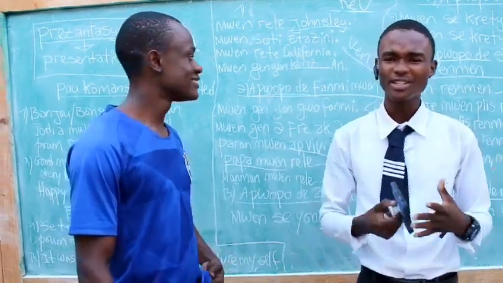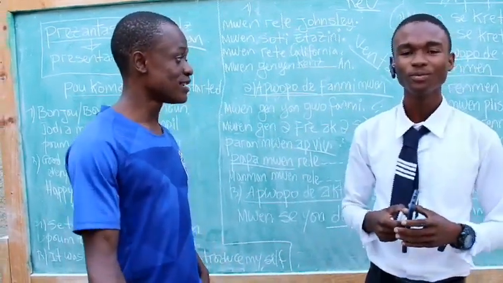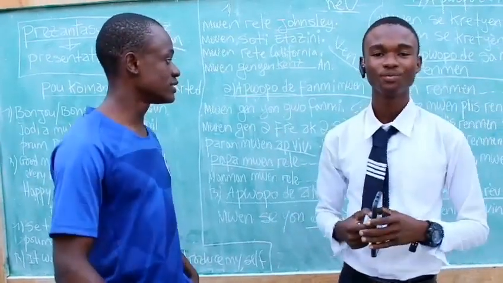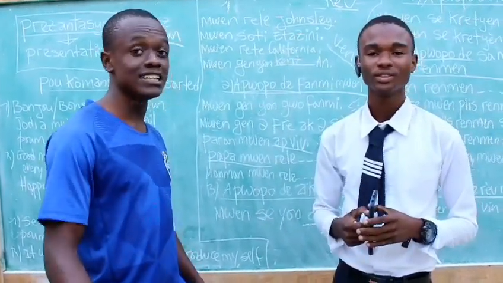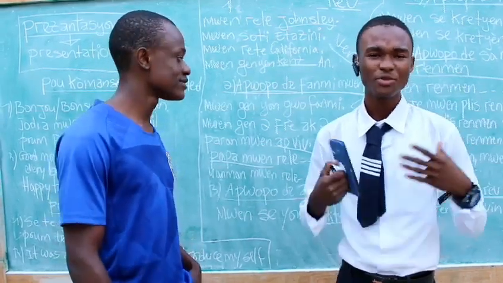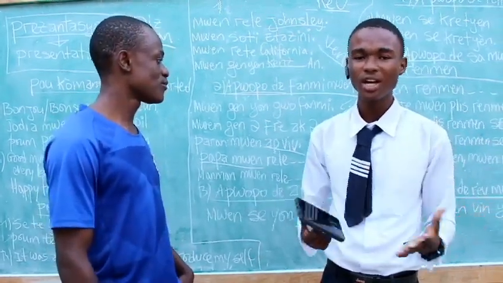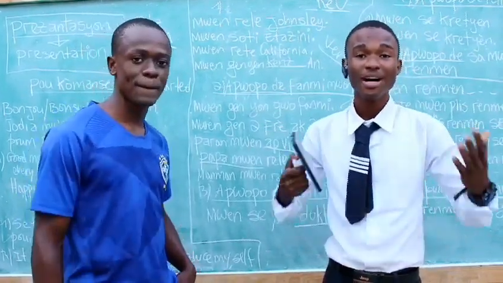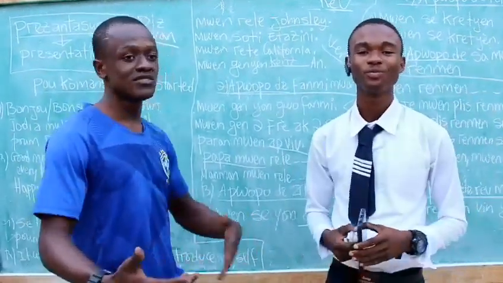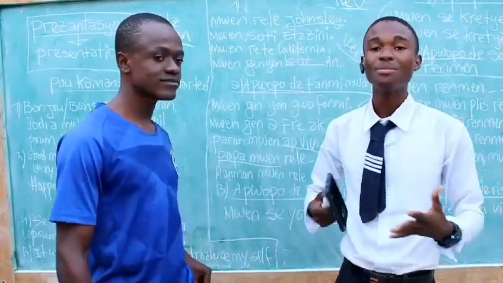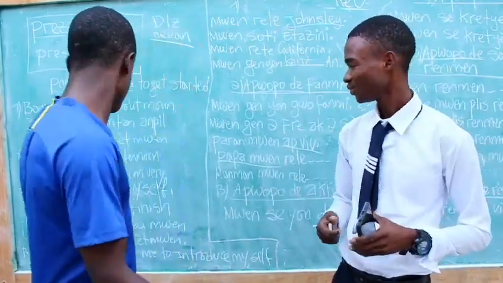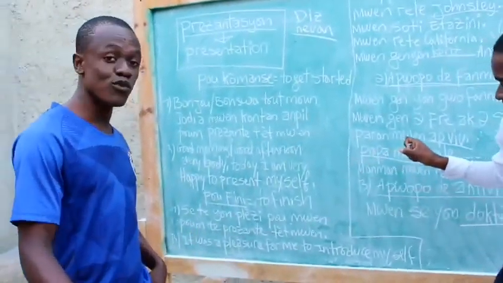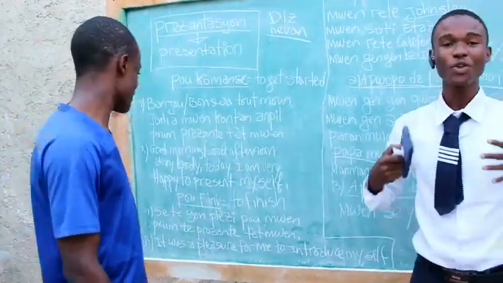My favorite fruit is mango. My favorite color is black. In my free time, I like reading the Bible. À propos des rêves, moi. About my dream. I'd like to become a doctor. Pour finir. To conclude. C'était un plaisir pour moi. It was a pleasure for me.